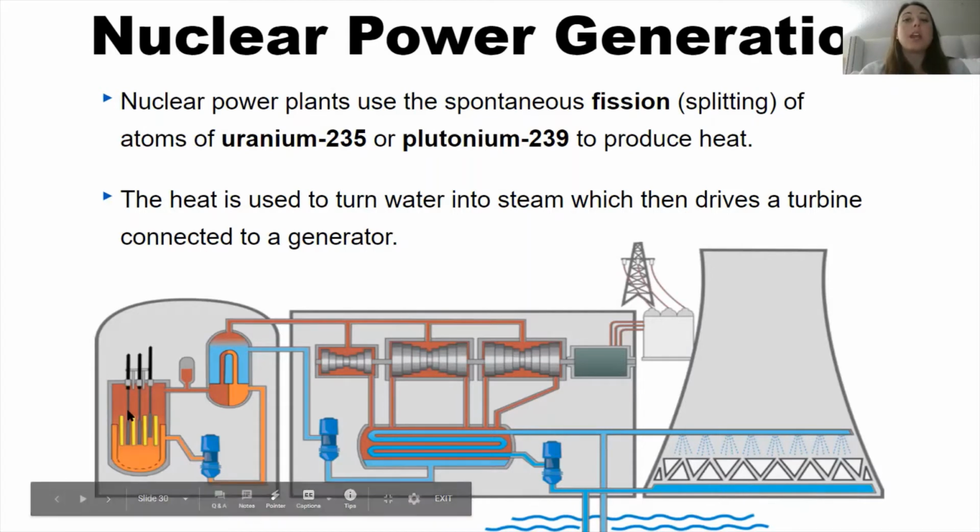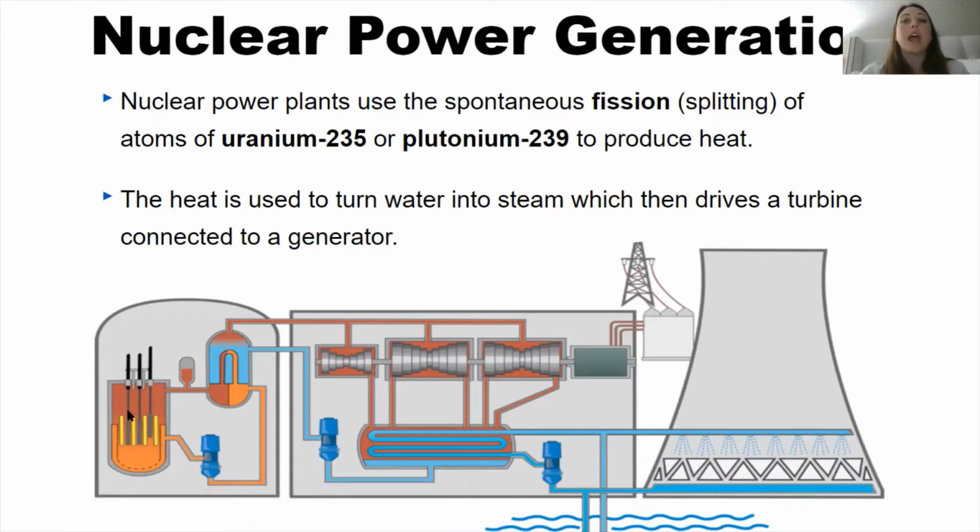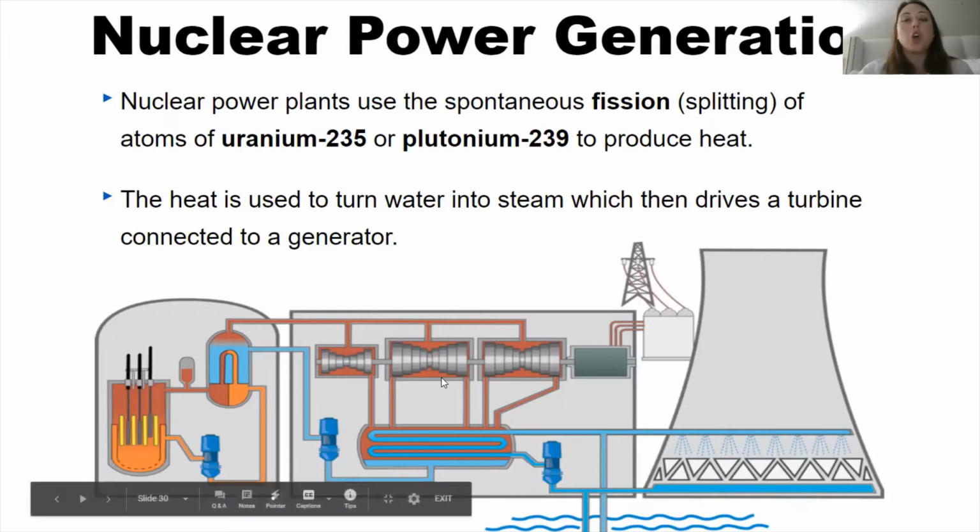Fossil fuels work the same way. Instead of burning uranium, we're going to burn coal or natural gas. We put it with water. That creates steam. That steam spins a turbine. The turbine is attached to the generator. The generator converts mechanical energy into electrical energy. So nuclear power plants are no different.